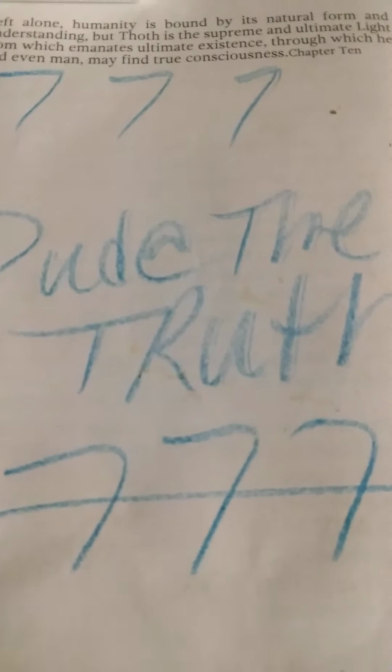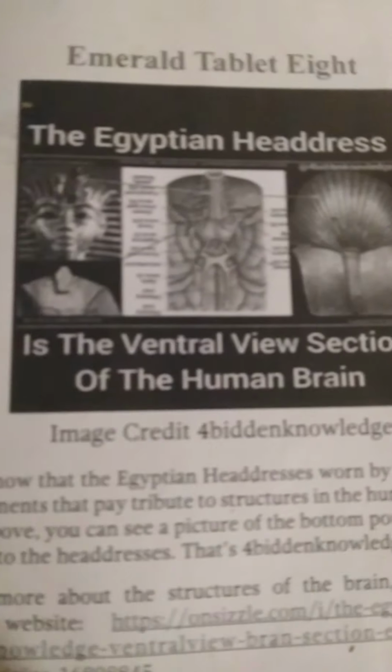Jacob wrestled with the angel, and on this spot we would call it pineal. So that's actually referring to the pineal gland. Okay, so what was the Egyptian headdress?